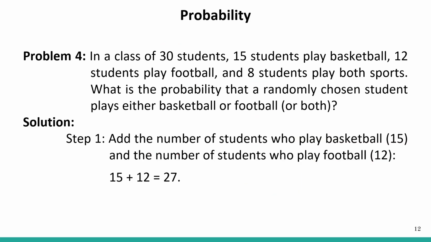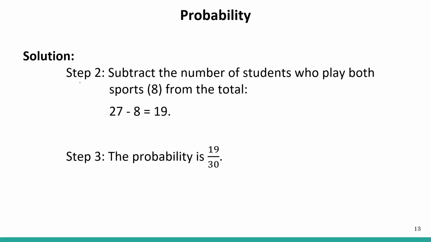So what we need to do is add the number of students who play basketball and the number of students who play football, because 15 students play basketball and 12 students play football, so the sum comes out to be 27. Step number 2 is to subtract the number of students who play both sports, 8, from that. 27 minus 8 is 19. So the probability is basically 19 by 30.